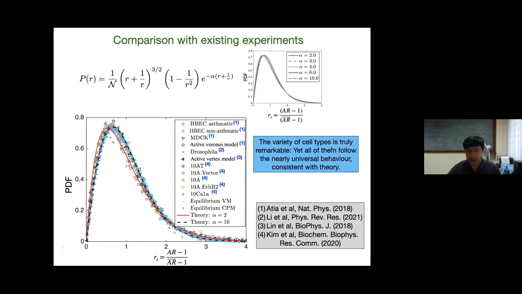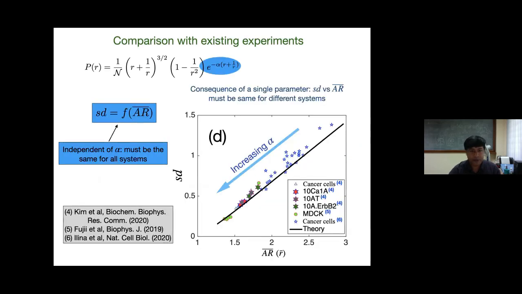So the variety of cell types in this plot is actually quite remarkable. There are various cancerous cells, there are various asthmatic, non-asthmatic monolayers, yet this nearly universal behavior is consistent with our theory. And these are the references from where we took this data.